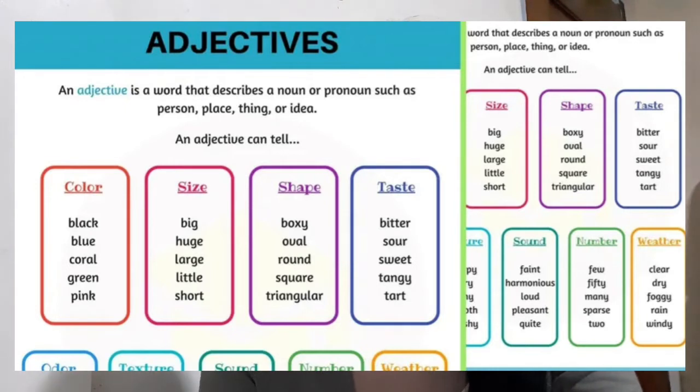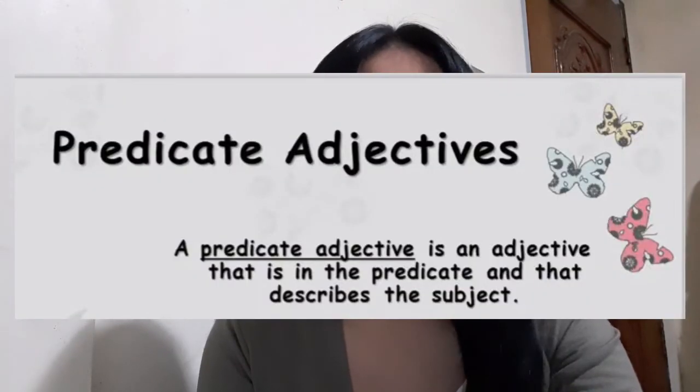So moving on to the predicative adjective, let's define first what is adjective. An adjective is a word that describes any noun or pronoun such as person, place, thing, idea, or anything like color, size, shape, taste, etc. Moreover, a predicate adjective is an adjective that is in the predicate and that describes the subject.